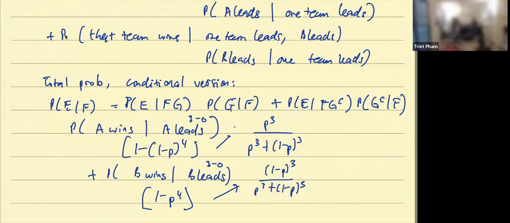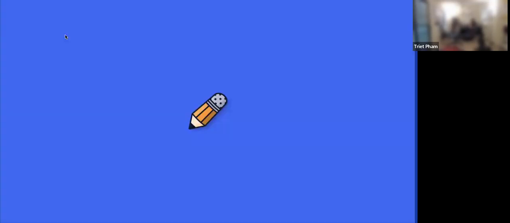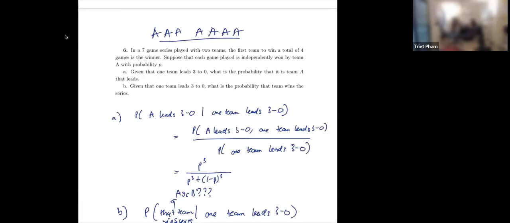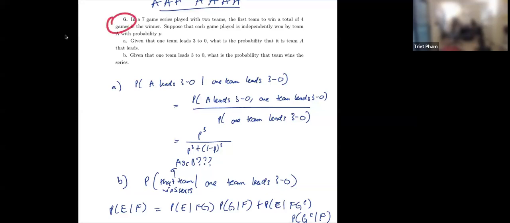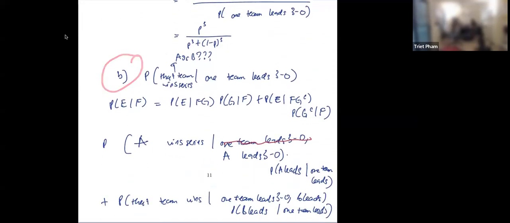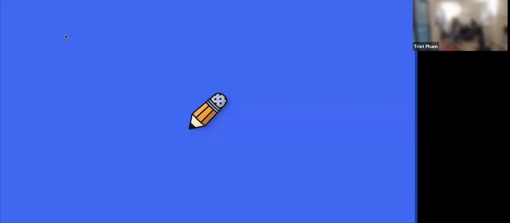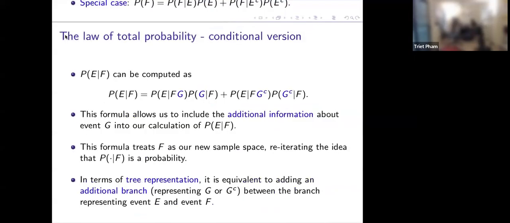Okay, so again, this is not an easy problem. But I want to talk about it first because it is the problem that demonstrates the law of total probability, the conditional version.